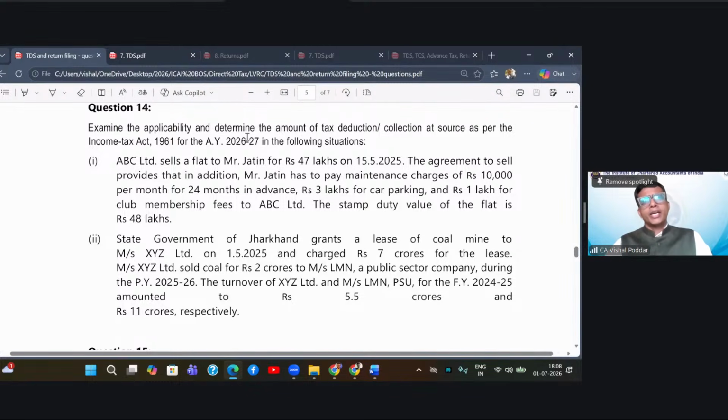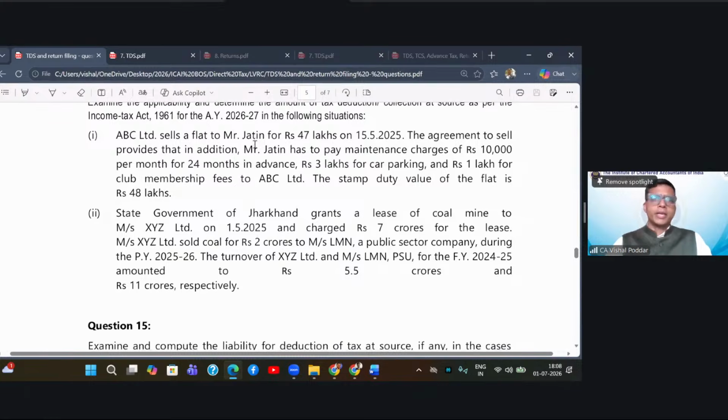So I'm starting with the additional questions. Examine the applicability and determine the amount of TDS or TCS as per the provisions of the Act for the current financial year and AY 26-27. ABC has sold a flat to Mr. Jatin for 47 lakhs. So 47 lakhs is the basic price of the flat.